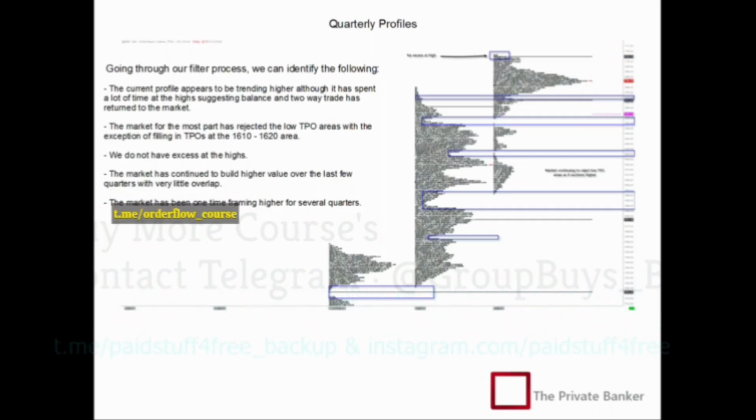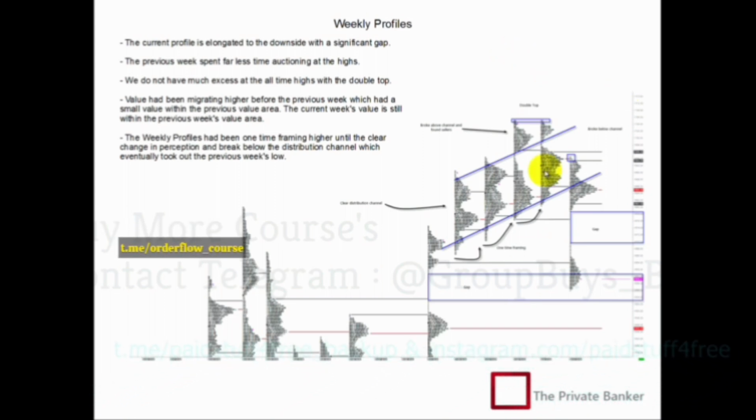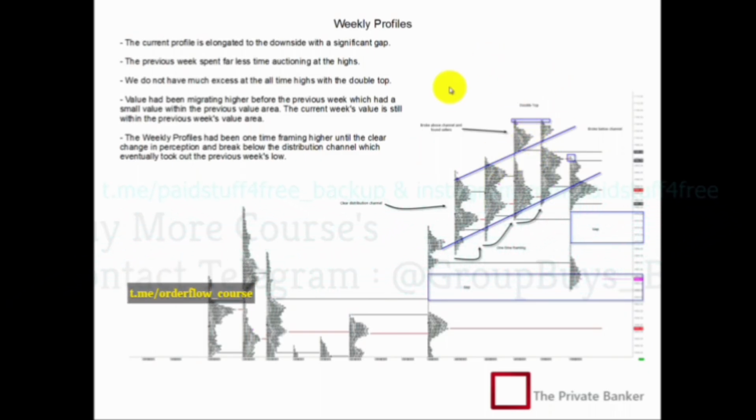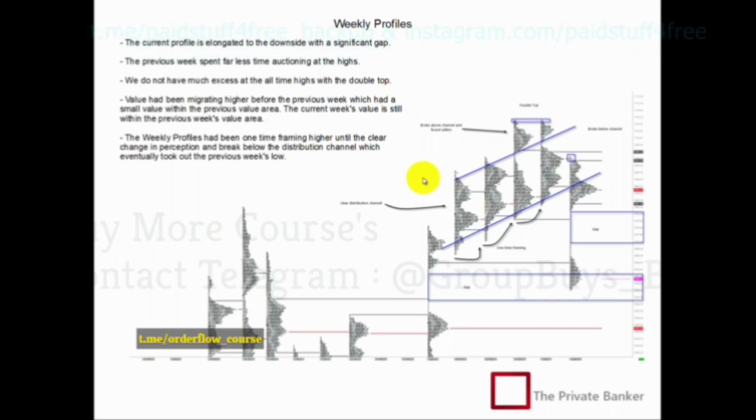Let's dive in a little deeper and look at the weekly profiles. I skipped the quarterly. The quarterly looks pretty similar to the, I'm sorry, I skipped the monthly, not the quarterly. The monthly profiles look very similar to the quarterly, so I felt maybe just skip a little forward here and look at the weekly, just so it doesn't become too repetitive. So let's look at the weekly here, and again, just look through those same filters that we want to see.